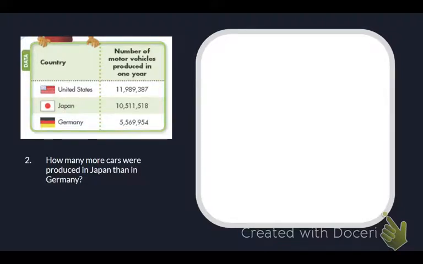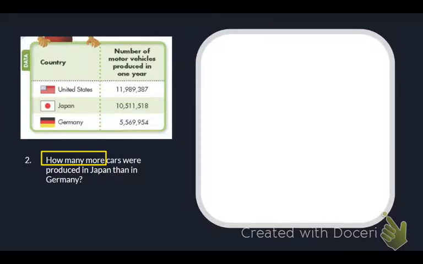Okay, same chart, different question. How many more cars were produced in Japan than Germany? Do we see those same 3 words that tell us to subtract? Yes. Okay, what were those words? Say them out loud. How many more? Excellent. How many more?